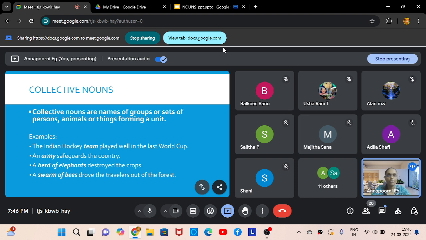So collective nouns are names of groups or sets of persons, animals, things forming a unit.